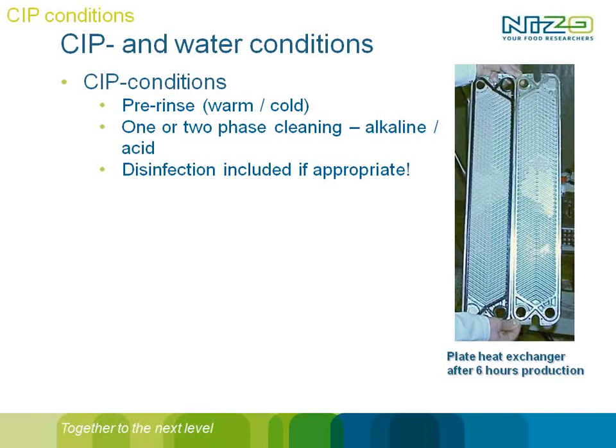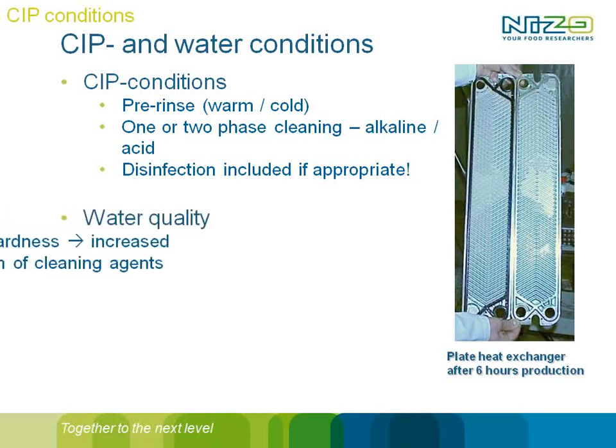First, we have a pre-rinse, to remove, let's say, the big parts of the fouling, followed by a 1 or 2 phase cleaning. It could be alkaline combined with a sequestering agent, or an alkaline followed by an acid step. And finally, if necessary or appropriate, you can have a disinfection step.